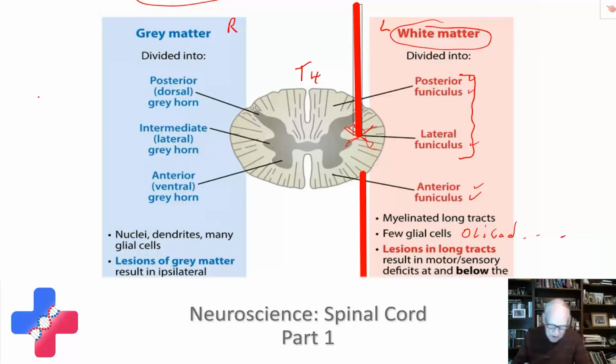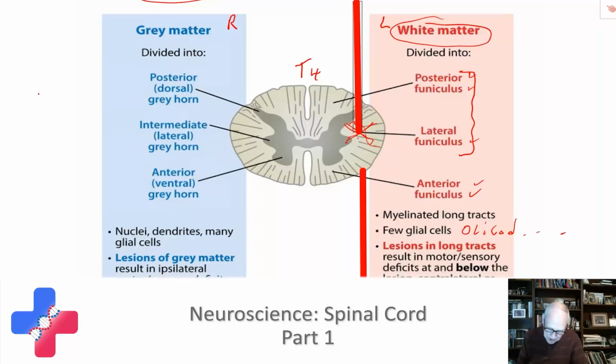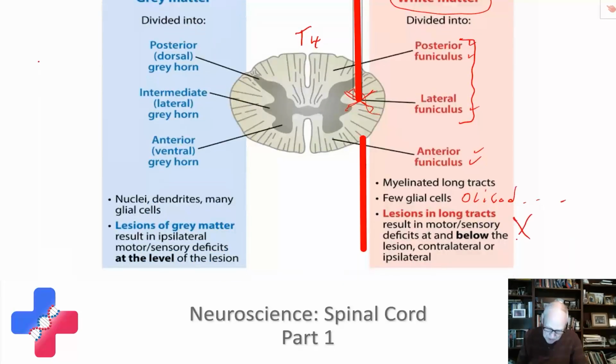At T4 in the white matter, this is a white matter lesion on the left side at T4. So what's going to happen to all the functions of these long tracts? You'll notice the critical part of that story is here. This is most important. This is your clinical application here.